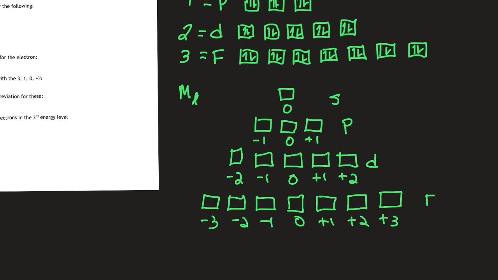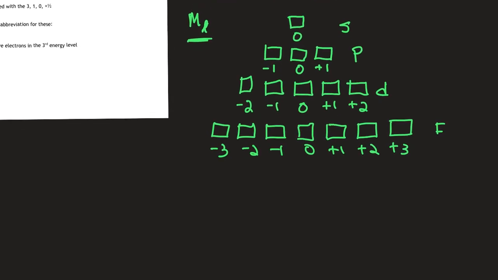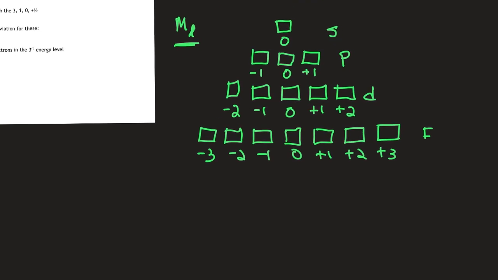And these were our f suborbitals. The last number was our m sub L. And the last number we had was m sub s, and this is the easy one because this is just referring to whether those electrons are spinning up or spinning down. If it's spinning up, we're going to say it has a positive 1/2 spin. If it's spinning down, we're going to say it has a negative 1/2 spin. So the m sub s is our spin.